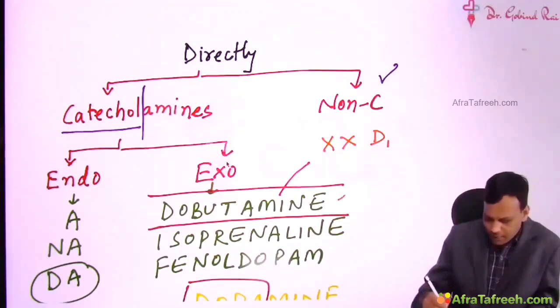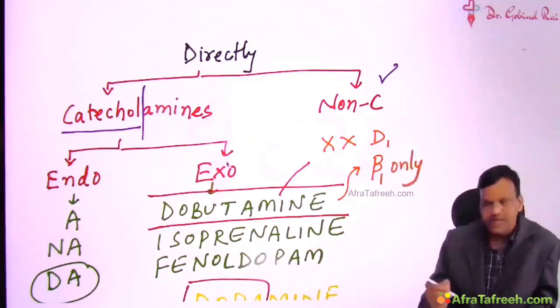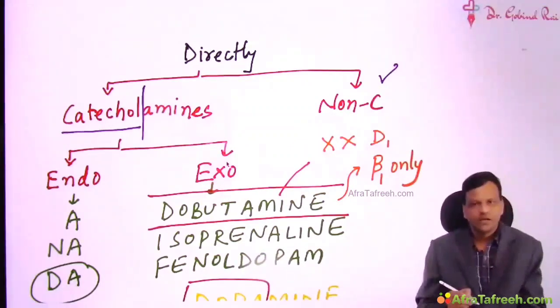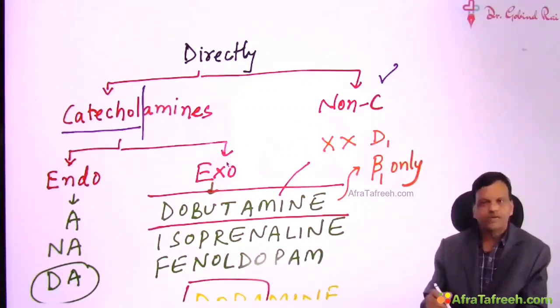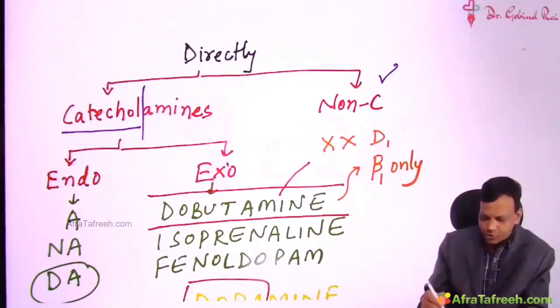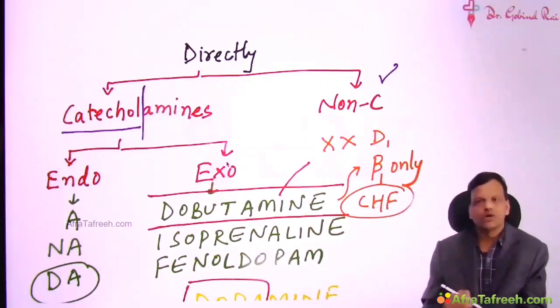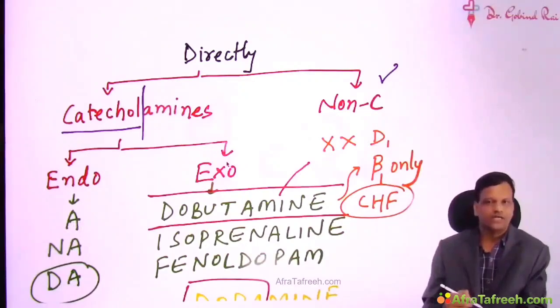Rather, dobutamine primarily works on beta 1 receptors. Dobutamine mainly stimulates beta 1 receptors. Because it is mainly acting on beta 1 receptors, it is mainly used for congestive heart failure. So the major use of dobutamine is congestive heart failure. It stimulates mainly beta 1 receptors.